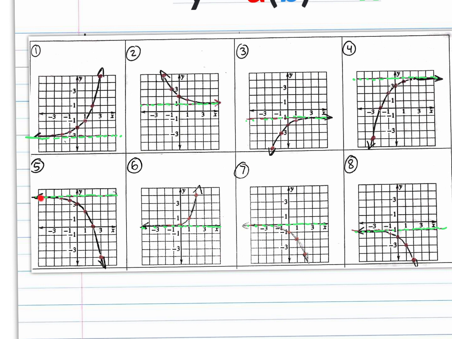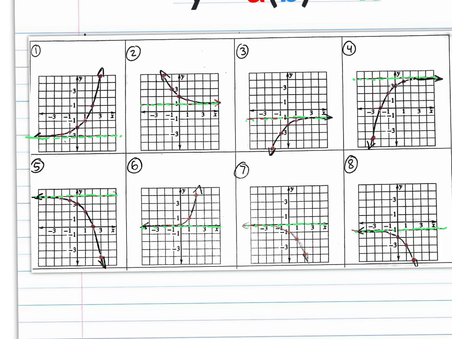Right here, from left to right, what's happening? It's growing. The distance between the two red dots, between the asymptote and the graph itself, is growing. So that's a growth function. Right here, what's happening to the two red dots? Growing from left to right. So that's a growth. Right here, what's happening between the two red dots? Growing. Right here, what's happening between the two red dots? Growing. Make sense?